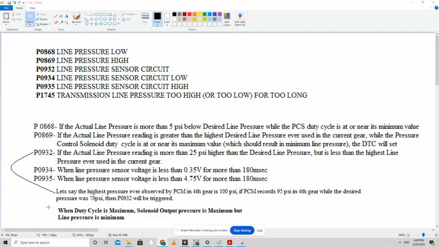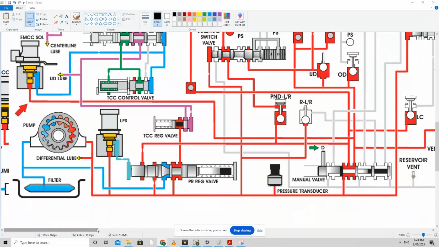So this was the point that we were earlier making. When the duty cycle is maximum, solenoid output pressure is maximum, but the line pressure is minimum. So duty cycle is directly related to the solenoid output pressure, but is inversely proportional to the line pressure. This is exactly what's been discussed in 868 and 869. Let's have a look at how this solenoid works in conjunction to provide a certain line pressure. This is again applicable to 62TE only, but most transmissions have a similar diagram for the line pressure control. We have a filter over here.